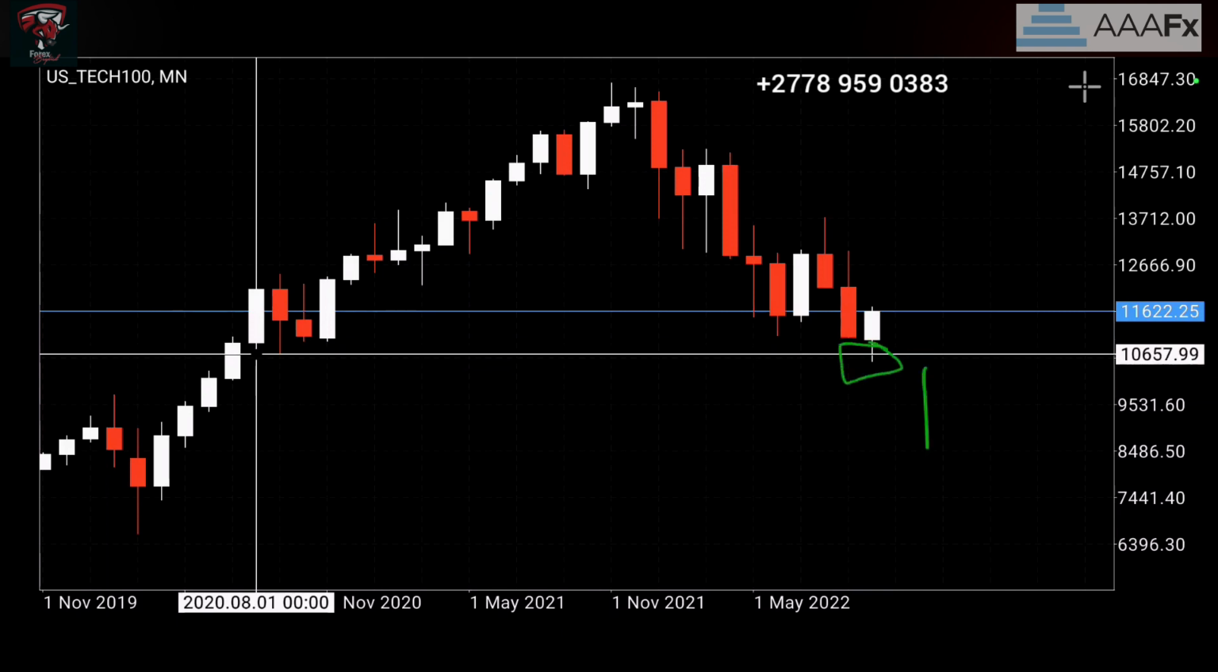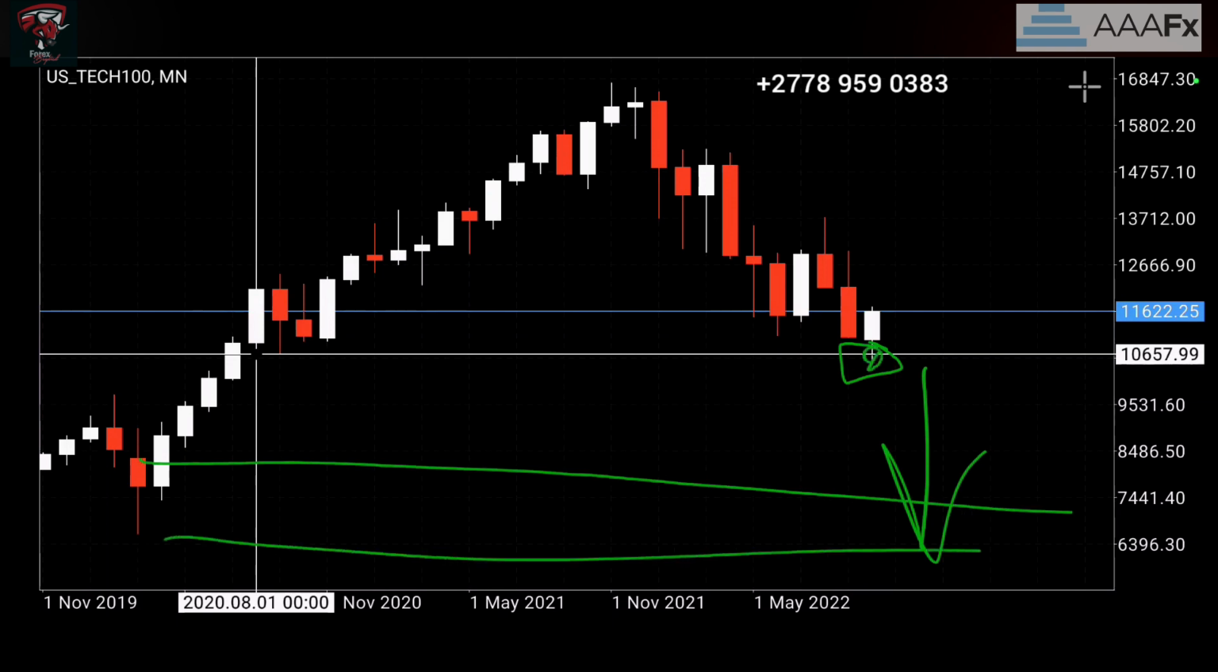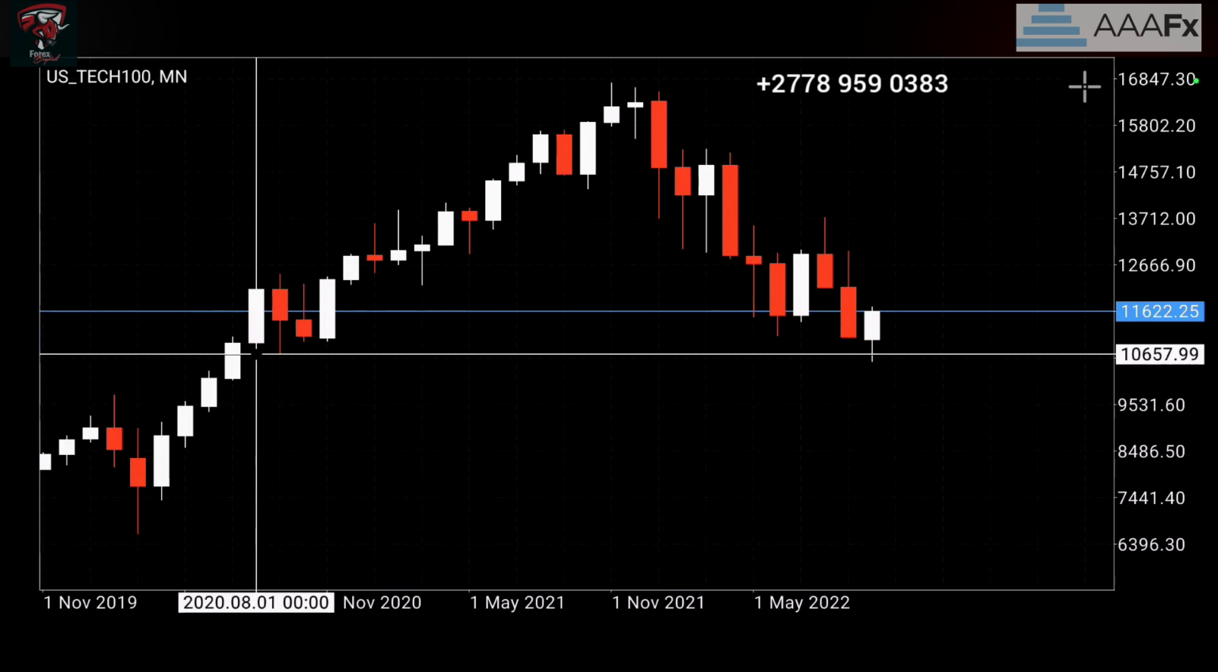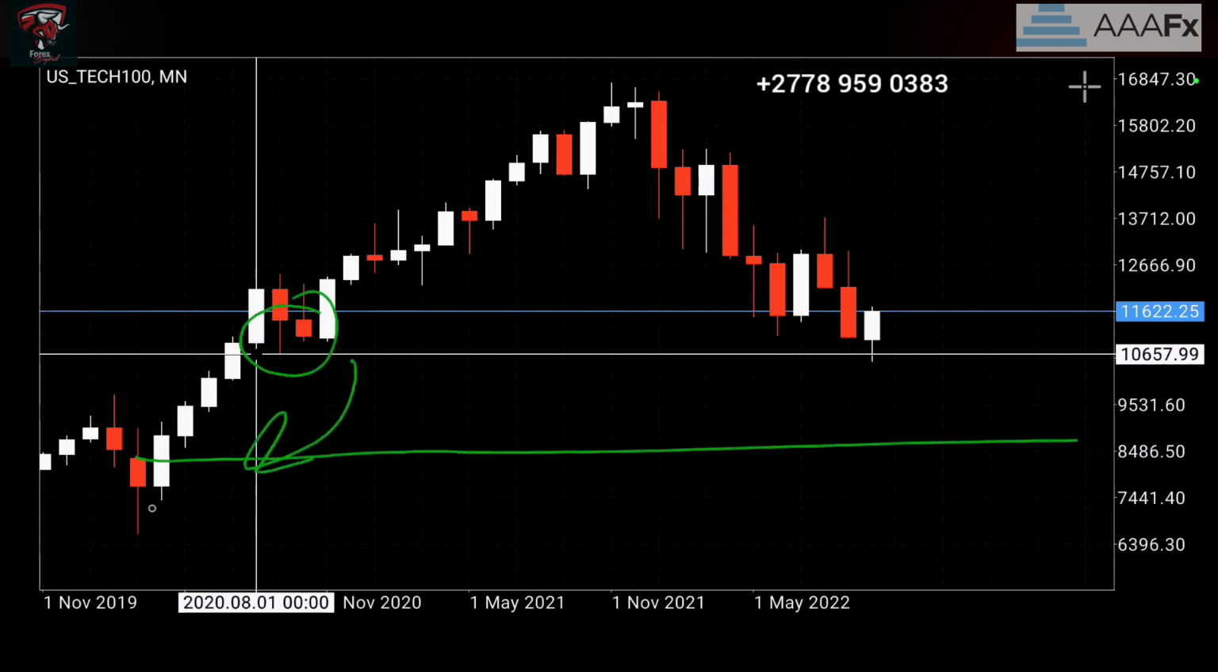We broke it here. We did move lower than it, which means this could end up opening more room to come to this, but it doesn't mean that immediately it breaks it you need to enter and say it's going to go there. No, you need to wait for the nearest zone and hope that that zone is going to hold. Because this support was broken, currently the nearest support is this one and the nearest resistance is this one.